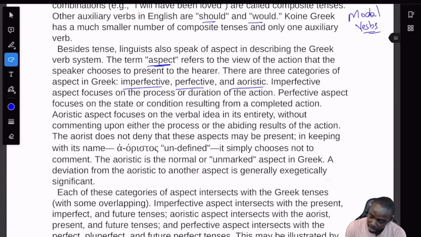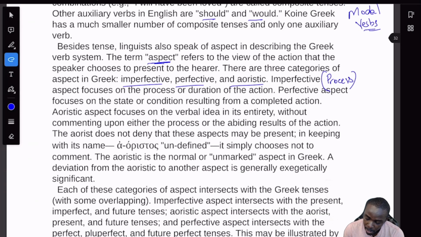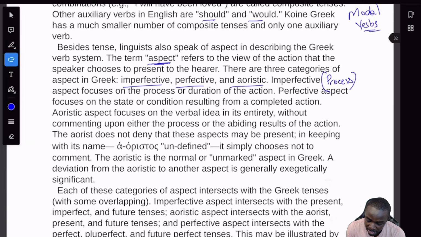So the imperfective here, you're going to deal with process, right? Process of duration, right? The perfective aspect focuses on the state or condition resulting from a completed action, right?